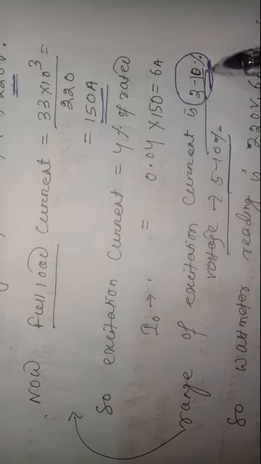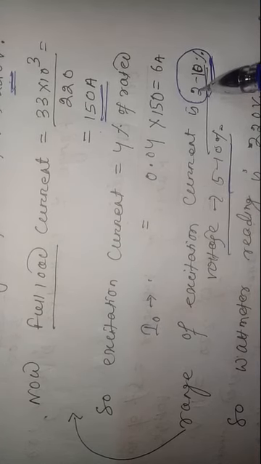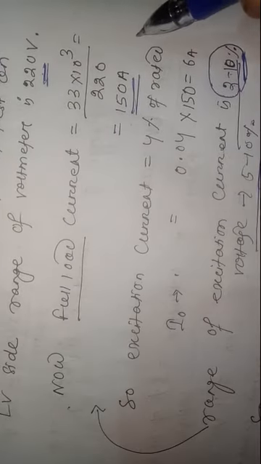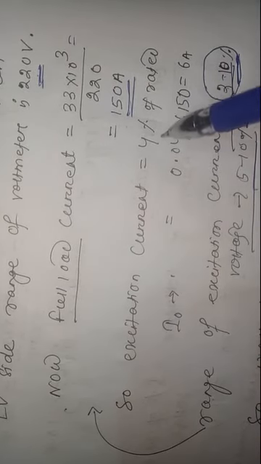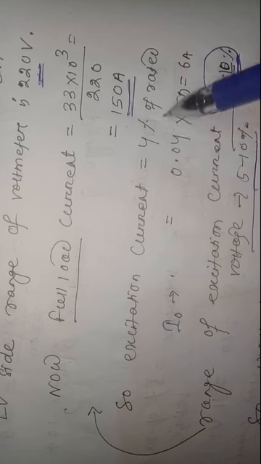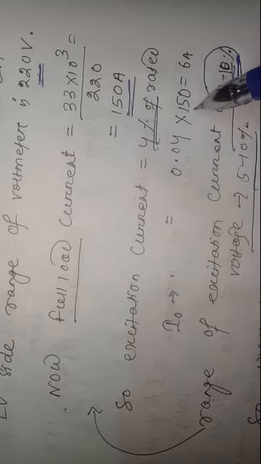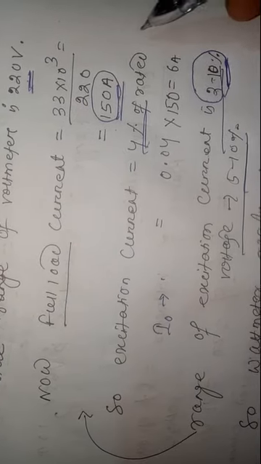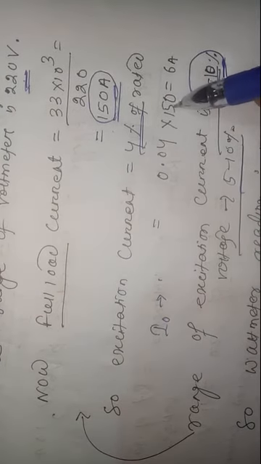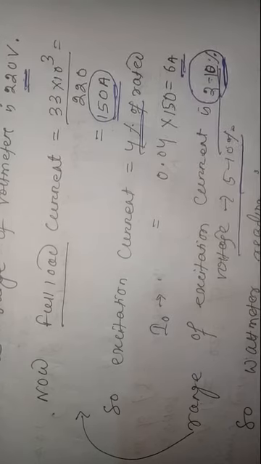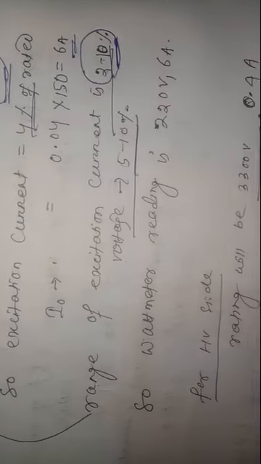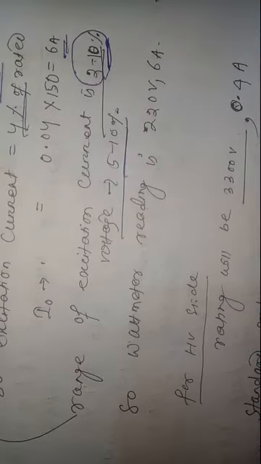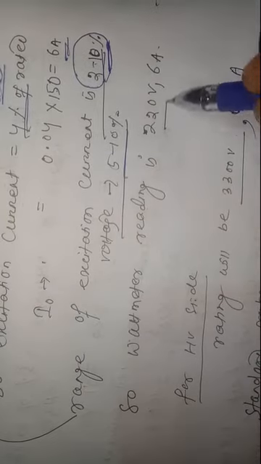So if you consider the range of exciting current between 2 to 10%, say I consider 4%, the exciting current will be 4% of the rated current. Here the rated current obtained is 150 ampere, and 4% of 150 is equal to 6 ampere. So the wattmeter reading is decided by the voltage and current rating.